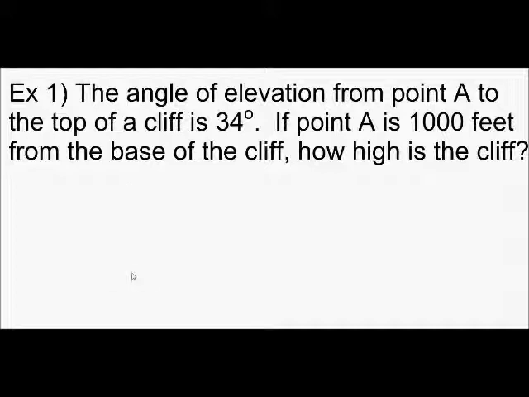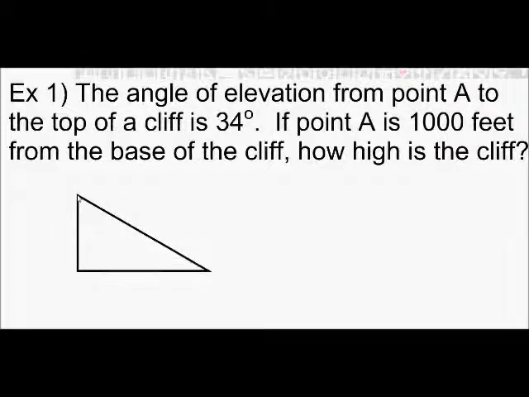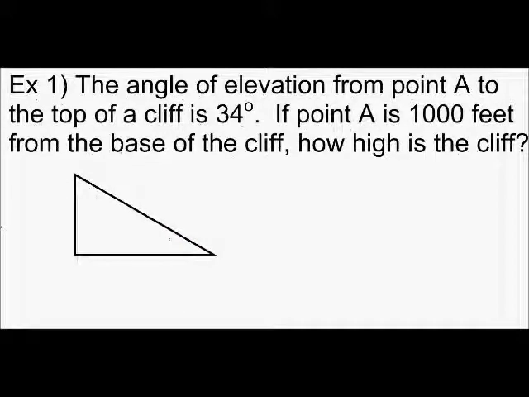I'm going to start off by drawing a picture. You're not always going to have a picture given to you here, so I thought we could draw this picture together. So here's my triangle. And it is an angle of elevation, so my person is looking up. And the angle on the bottom is 34 degrees. So when you have an angle of elevation, you have a right triangle, and the angle on the bottom is your angle of elevation.